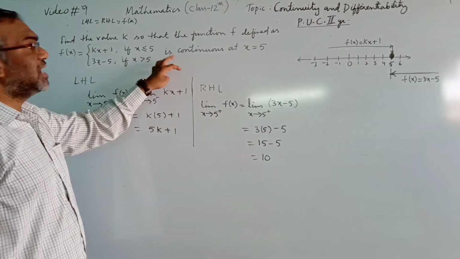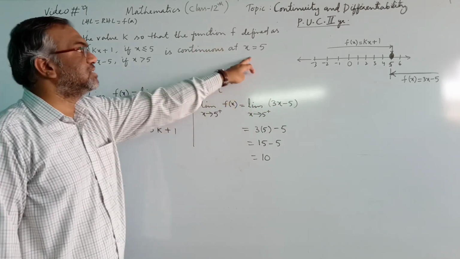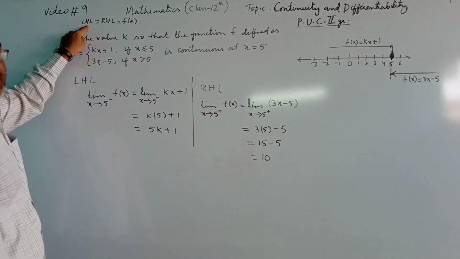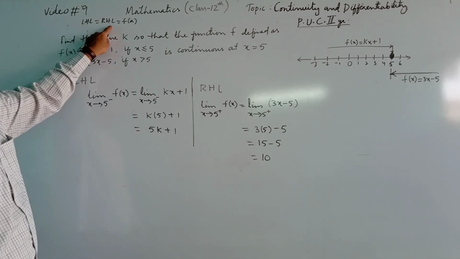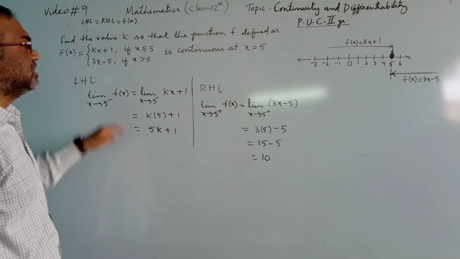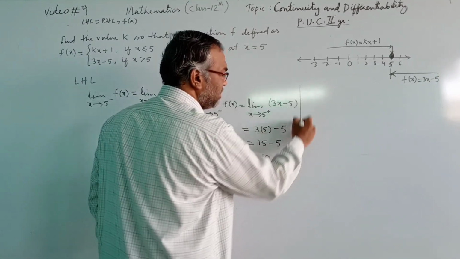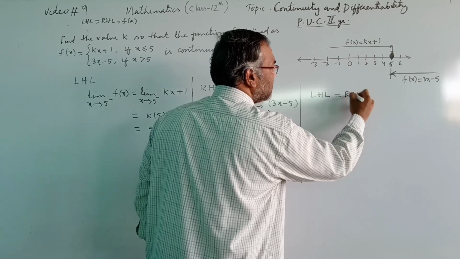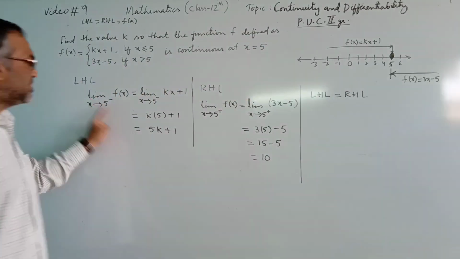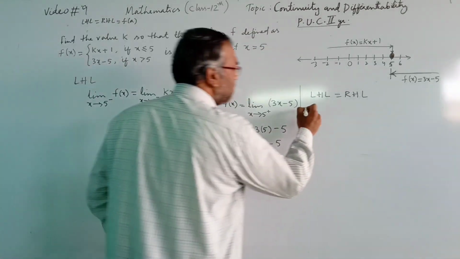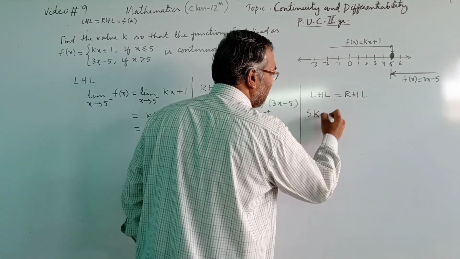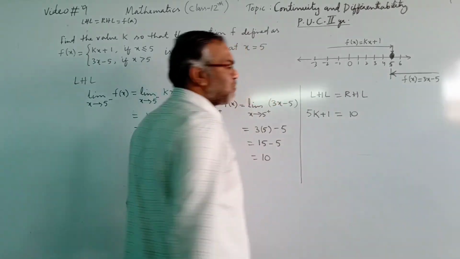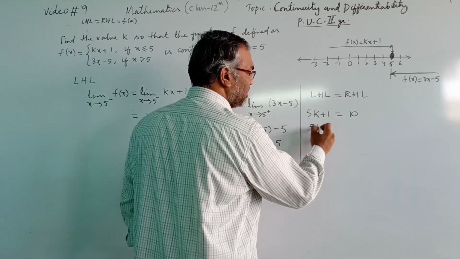Now, the question says that this function is continuous at x equals 5. If it is continuous at x equals 5, then LHL must be equal to RHL. This is the condition of continuity. So LHL, which is 5k plus 1, is equal to RHL, which is 10. Now we can solve this to get the value of k.